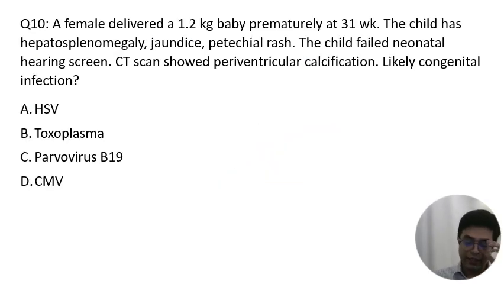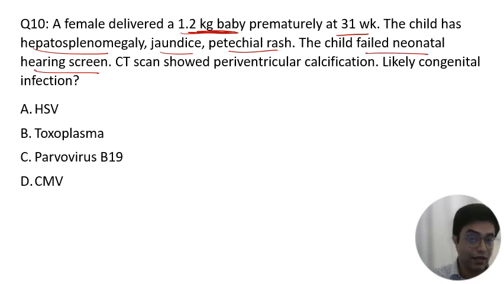Moving to question number 10. It was a long case. Thank you to Dr. Ribhav and Dr. Manoj for giving me such a proper recall after the exam. So a female delivered a 1.2 kg baby prematurely at 31 weeks. Child has hepatosplenomegaly, jaundice, petechial rash. Child failed neonatal hearing screen, likely sensorineural hearing loss. CT scan showed the hallmark condition, periventricular calcification.